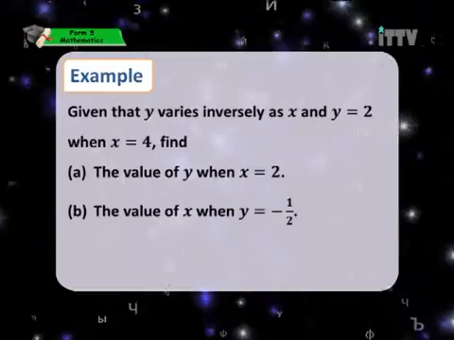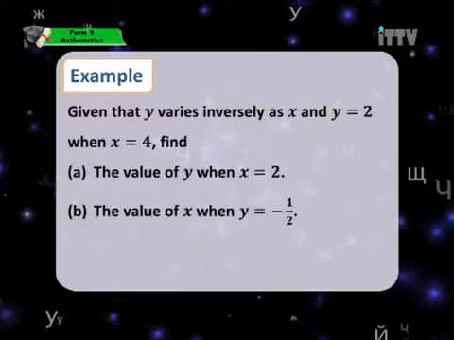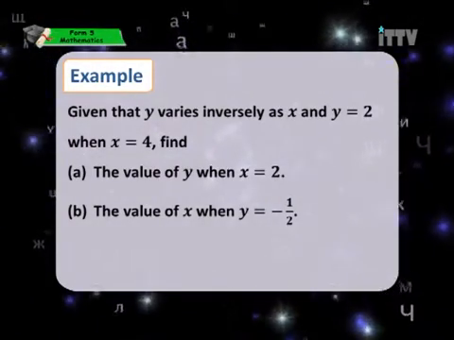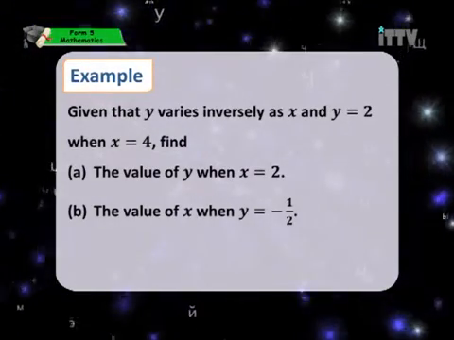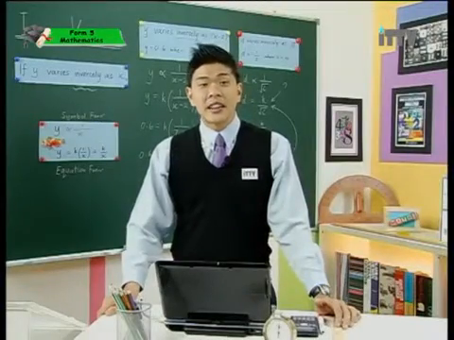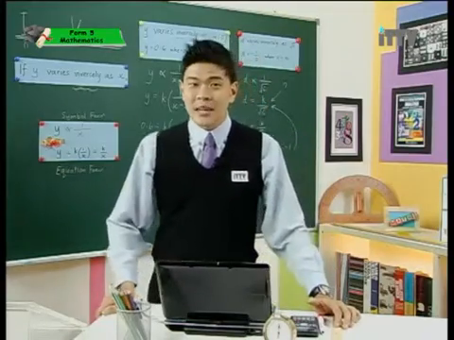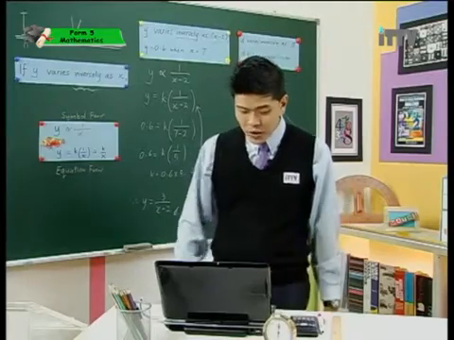Alright, now, given that y varies inversely as x and y equals 2 when x equals 4, find A, the value of y when x equals 2, B, the value of x when y equals negative half. So guys, this is another case of inverse variation. Remember, the steps are always the same. So organize your working carefully. Let us go through this one by one.